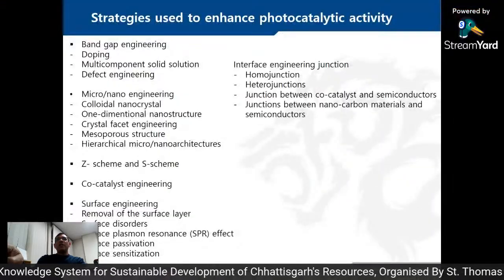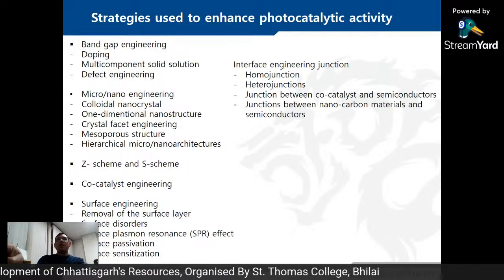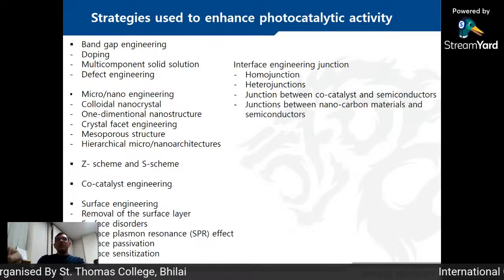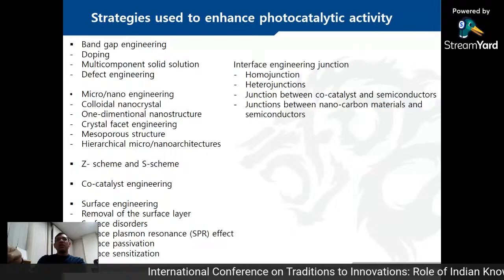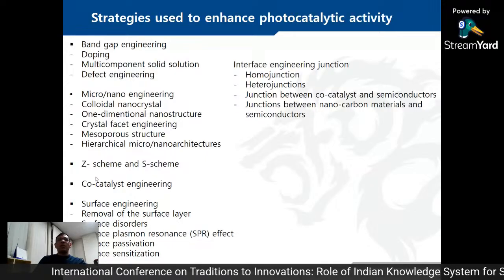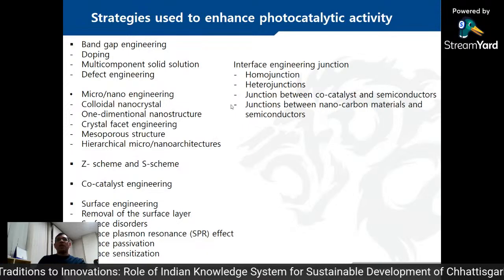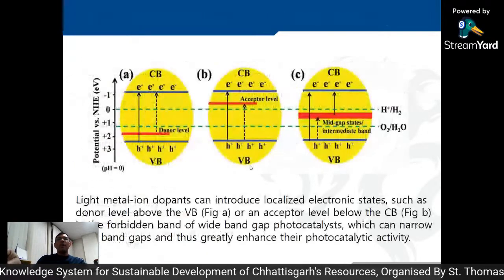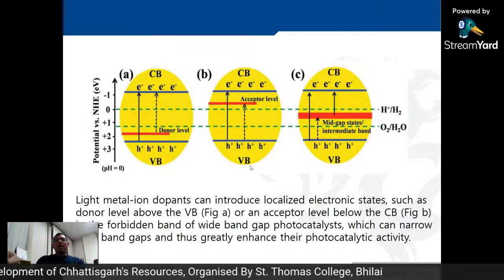And strategies to enhance the photocatalytic activity are band gap engineering, doping, and multi-component systems, and these are some of the other criteria. This is one of the biggest research activities going on in heterogeneous photocatalytic hydrogen evolution. So I'm dealing only with Z scheme and S scheme strategies for the heterogeneous junctions in this particular talk. So this is one of the criteria.